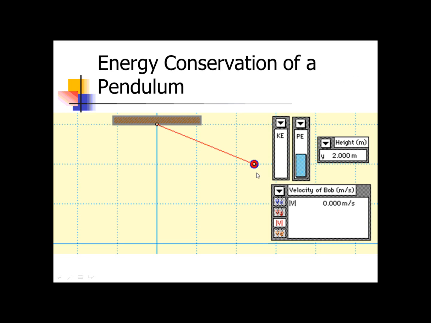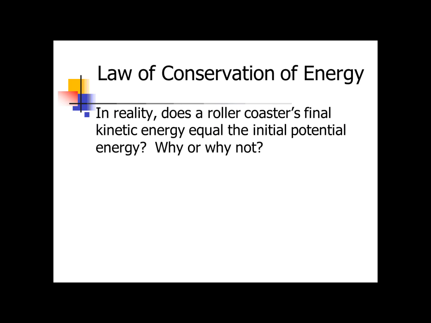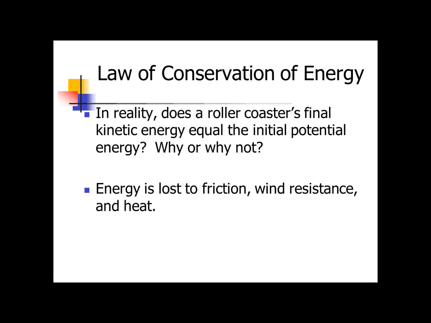There we go. So the potential transfers to kinetic, then the kinetic transfers back to potential, and it just keeps going back and forth. So, in reality, does a roller coaster's final kinetic energy equal the initial potential? No, it doesn't. The reason why is because not all of the potential energy is transferred to kinetic. Some of it is transferred to friction, wind resistance, and heat.